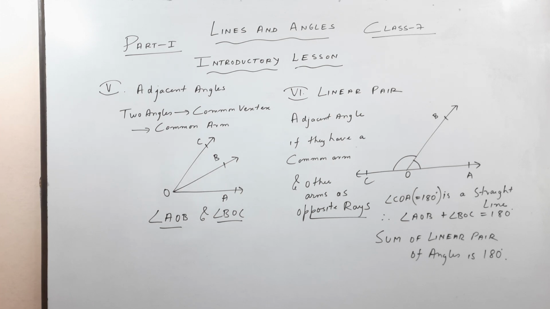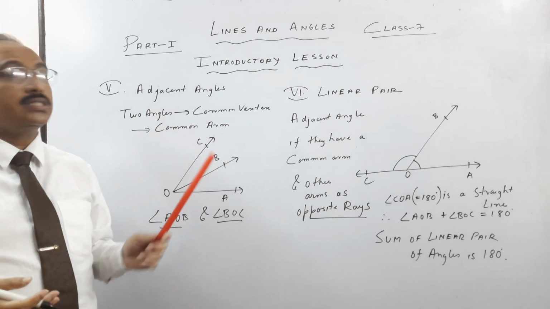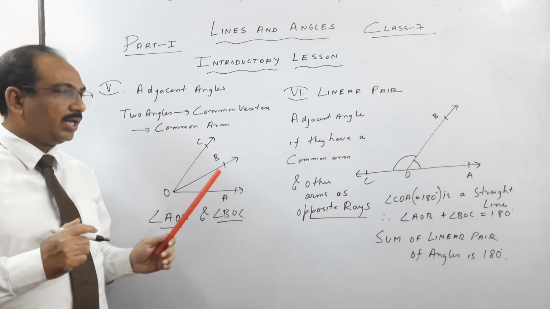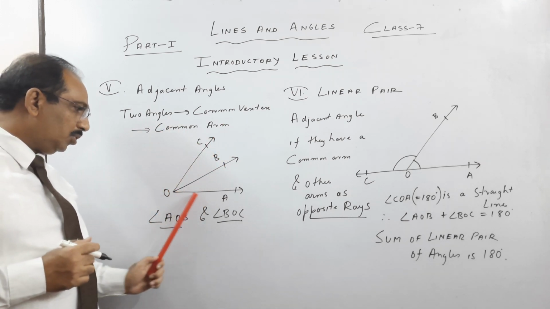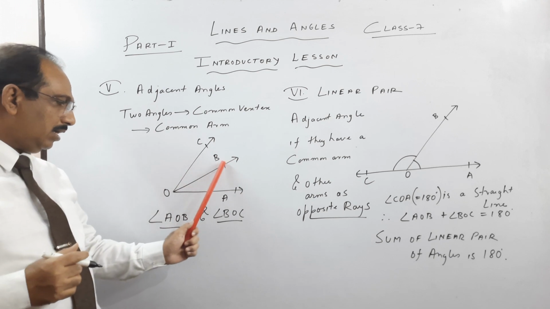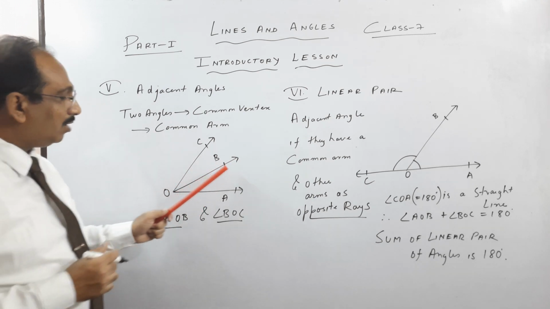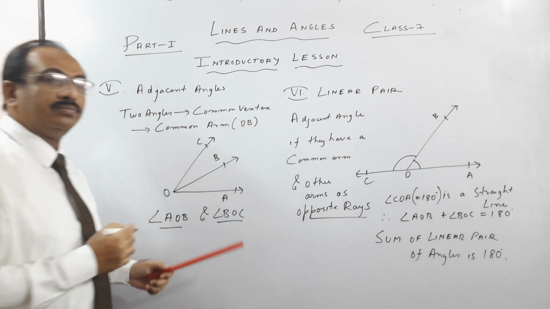Next important concept, children, is adjacent angles. Adjacent, children, means side by side. So when two angles, definitely here we are talking about two angles, have a common vertex O, both the angles AOB and BOC start from the common vertex O, and they have a common arm. So here you see OB is the common arm.